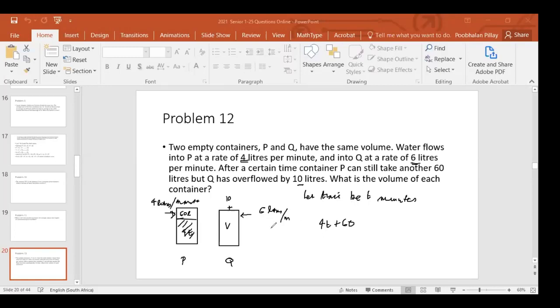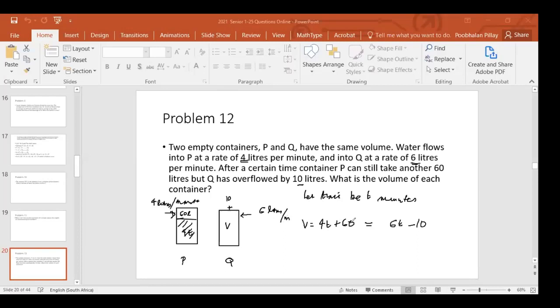Right? I'm not going to write that equation down. If you want, you can put V equals 4t plus 60. But in this case here, after t minutes, the amount of water which has flowed into this is 6t. But that is in excess of the given volume by 10. So if I reduce the total amount of water that flowed into this by 10 liters, I will get exactly my volume. Or otherwise, if you like, you can say the volume plus 10 is 6t. The same thing, V equals 6t minus 10. Right?